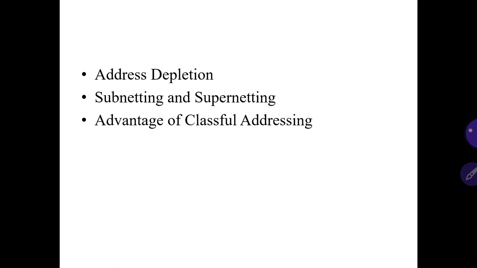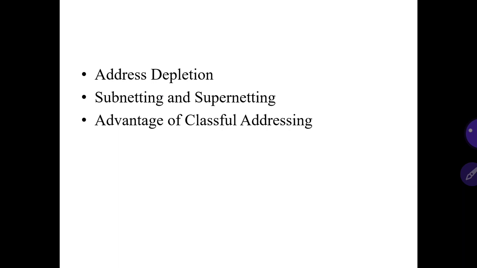So what happens here? Suppose we are asking for addresses from an internet service provider. Suppose I want only 1000 addresses, and he grants a class A block, so many addresses will be wasted. Suppose he granted a class C block, then some of the addresses will be wasted. This is going to cause address depletion.